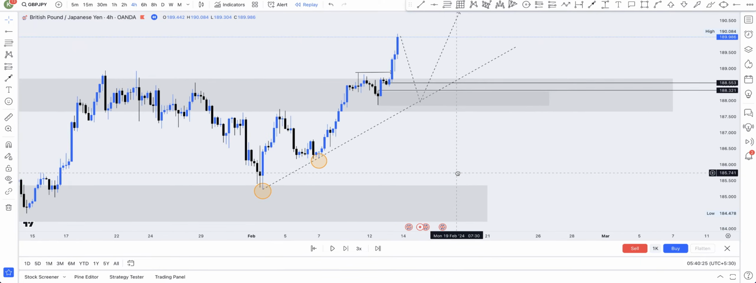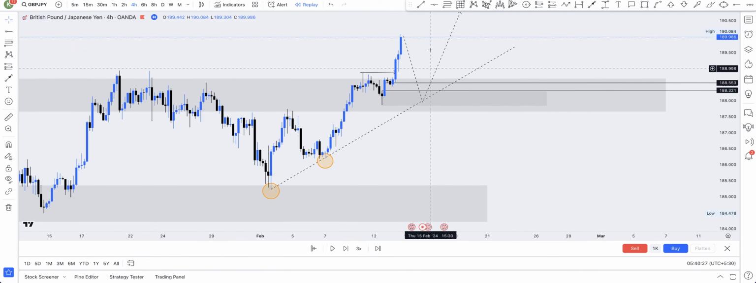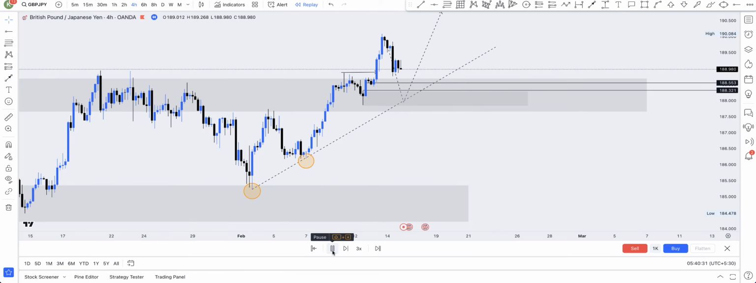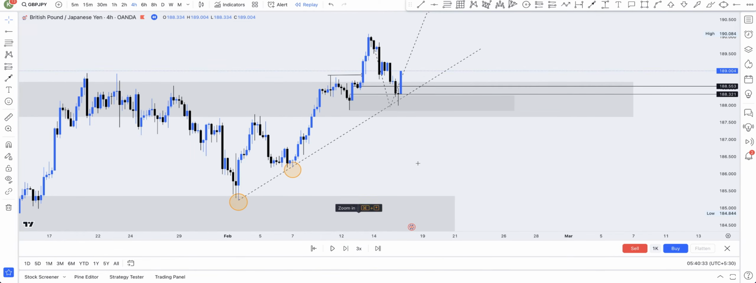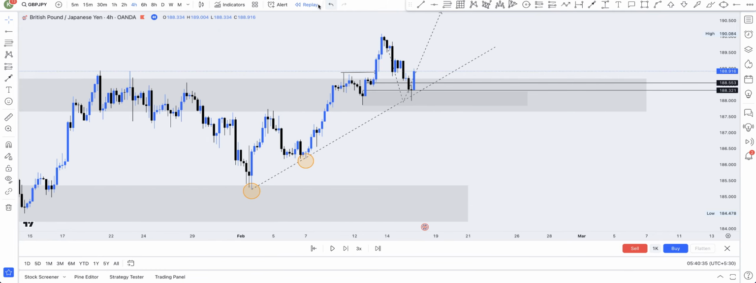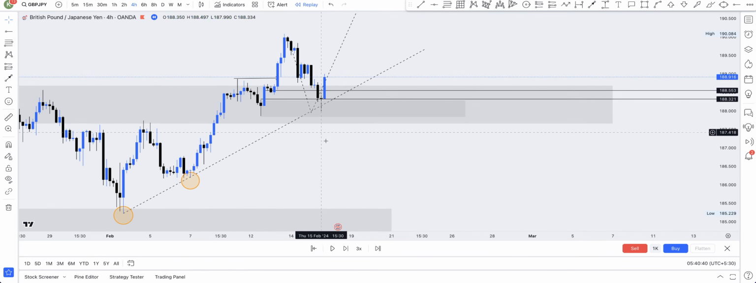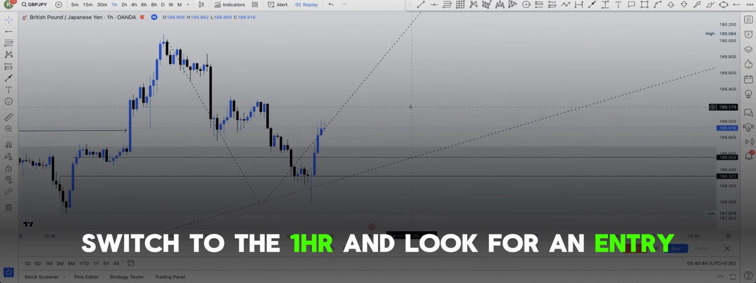So let's look at the reaction of price around this point. Let's see what happened right at that point. You can see price is moving nicely to the zone. Now price has gotten into our zone. So what are we going to look for? We just move to the 1 hour and look for an entry.